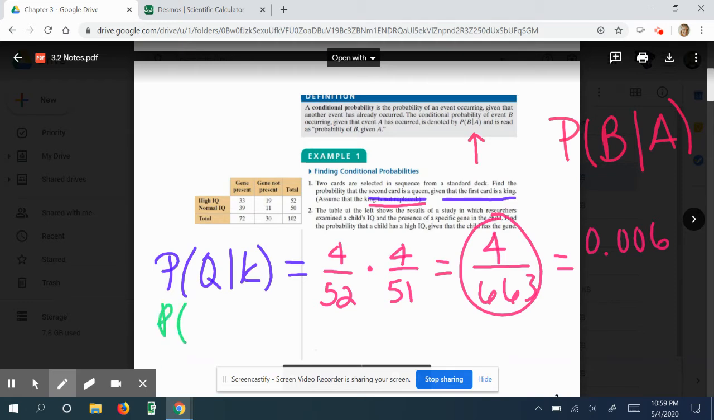The second one says, the table at the left shows the results of a study in which researchers examined child's IQs and presence of a specific gene in the child. Find the probability that a child has a higher IQ given that the child has the gene.